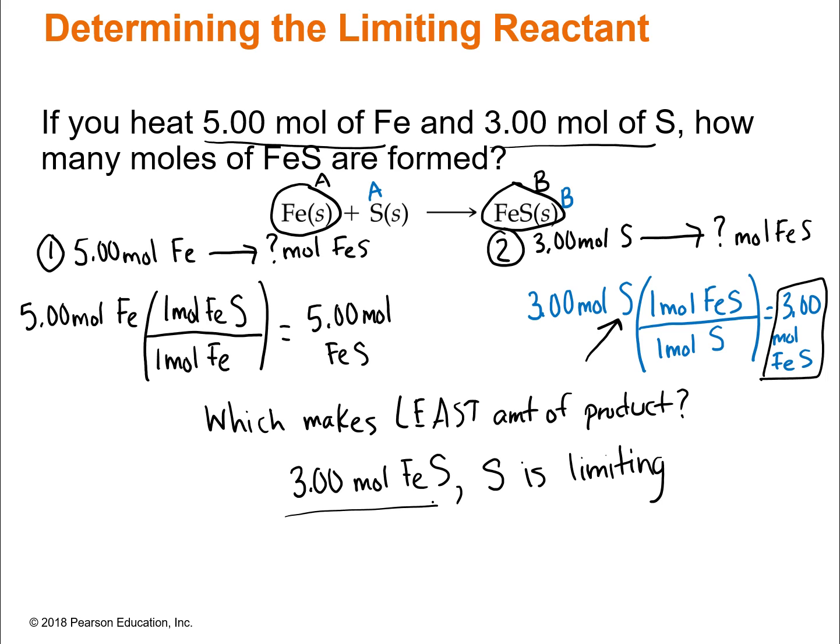We could only make 3 moles of iron 2 sulfide from 3 moles of sulfur. So we could mix it with 5 moles of iron, 10 moles of iron, 100 moles of iron. We can only make 3 moles of iron 2 sulfide. Does that make sense? Okay.